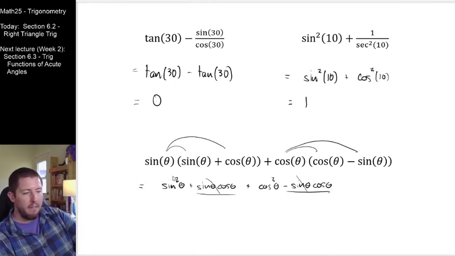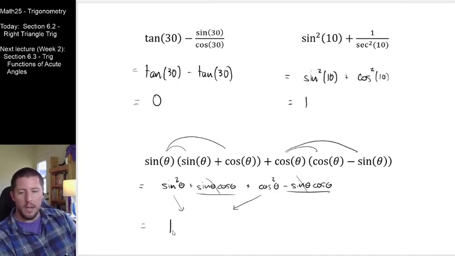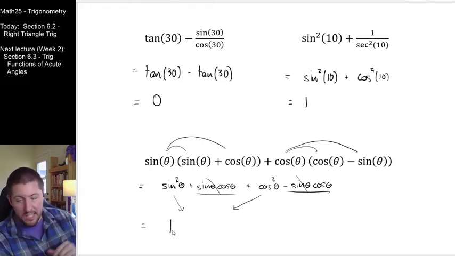There's a positive and a negative of it. And then the terms that I have remaining are just sine squared theta plus cosine squared theta. That's 1. The whole expression is guaranteed to be equal to 1. And notice the even crazier thing about this.